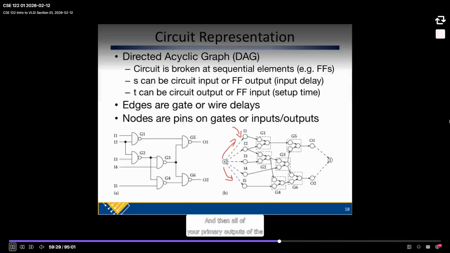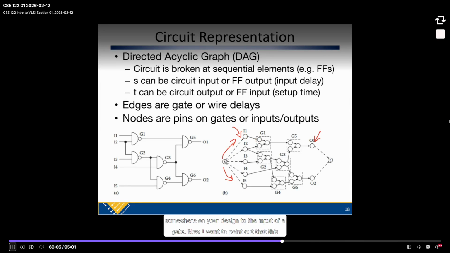And then all of your primary outputs of the circuit end up becoming nodes as well. And then for every gate, you want to have a node that's an input pin and an output pin. So a 2-input gate will have 2 input pins and an output pin, and edges between the inputs and output pins. And then, in this case, if you have this example here, this primary input to G1, this would actually be a wire edge, right? It's connecting an input, which could be a pin somewhere on your design, to the input of a gate.